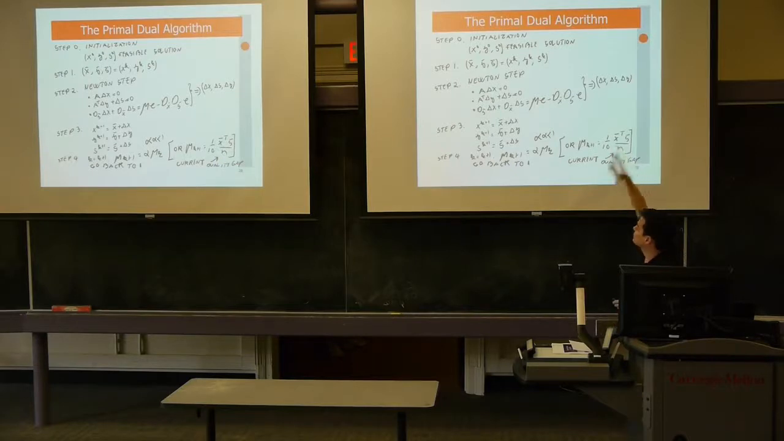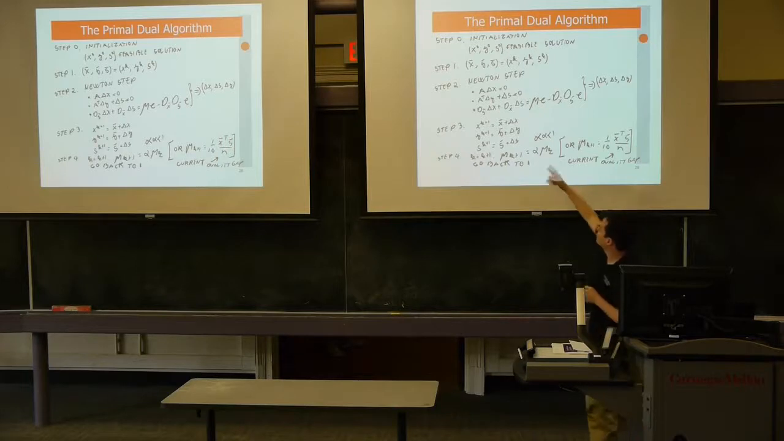So this is just the pseudocode of everything together. You start from some x0, y0, s0. Say at iteration k, you are at this x bar, y bar, s bar point. You solve this linear system that we just discussed. You update your points: x_{k+1} will be x bar plus delta x, y_{k+1} is y bar plus delta y, s_{k+1} is s bar plus delta s, where you calculate delta x, delta y, delta s from this Newton system.